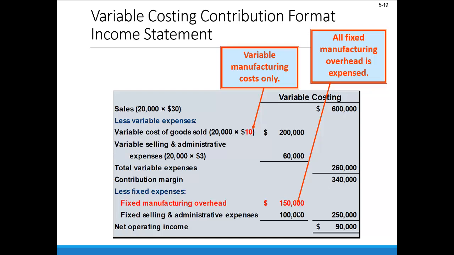And then we would deduct the entirety of the fixed manufacturing overhead costs as a fixed expense, 150,000, and all of that fixed selling and admin expense as well, $100,000. So a total of 250 there. And that leaves us with net income of 90,000 bucks under variable costing.